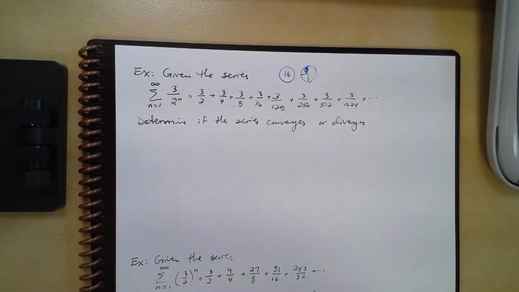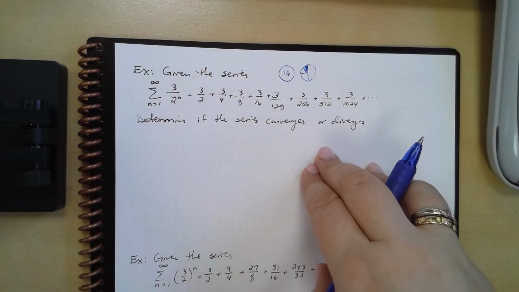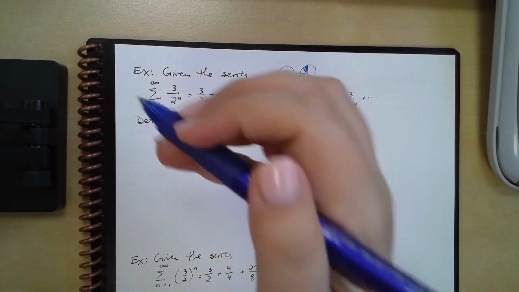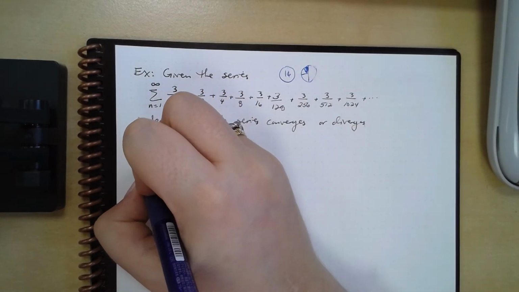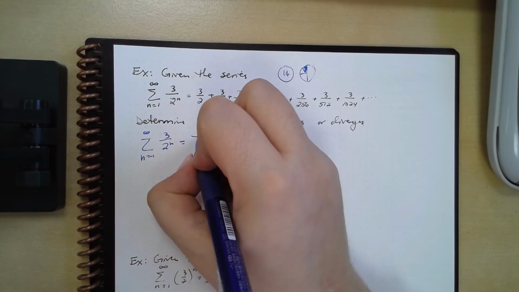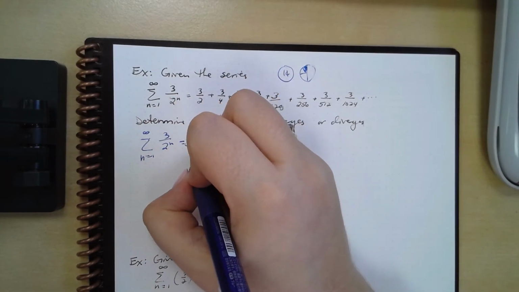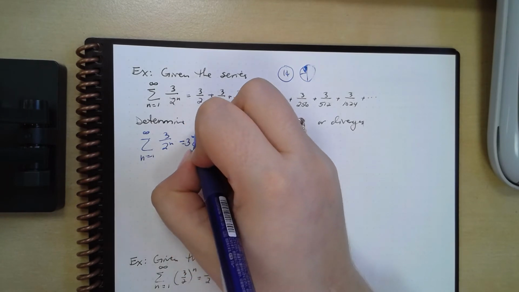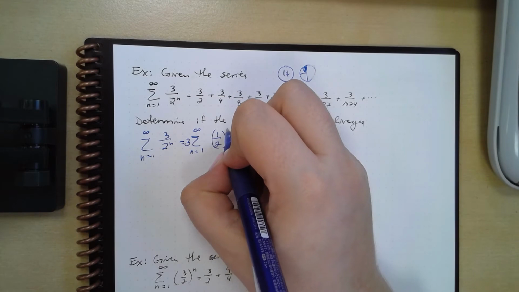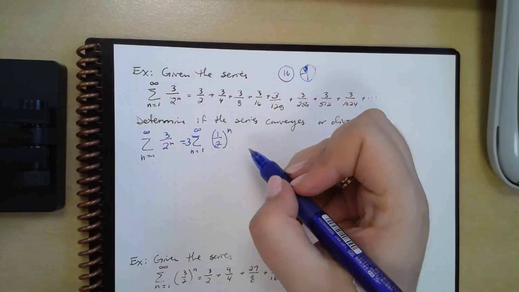So this is kind of how this type of series works. This is a special series called a geometric series. So let's actually rewrite this. We've got the sum from n equals 1 to infinity of 3 over 2 to the n. We can rewrite that as 3 times the sum from n equals 1 to infinity of 1 over 2 to the n power, right? That makes sense, doesn't it?